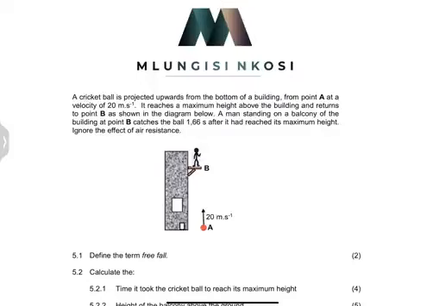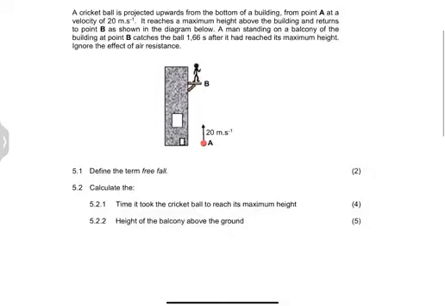Now, of course, the first question, the definition: define the term free fall. We know that this is motion under the influence of gravitational force only. Of course, you can express it in however way that you like. But remember, what needs to stand out is the fact that gravity is the only force that is acting. Right, so they say to us, calculate the time it took the cricket ball to reach its maximum height.